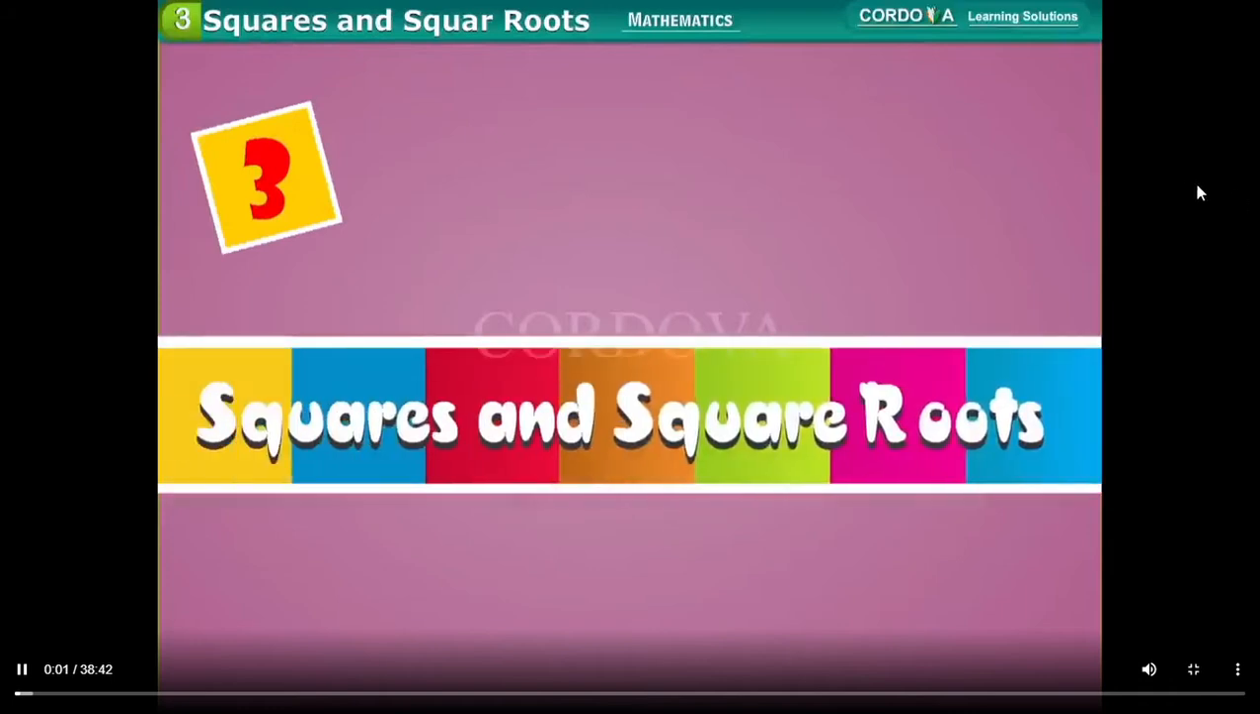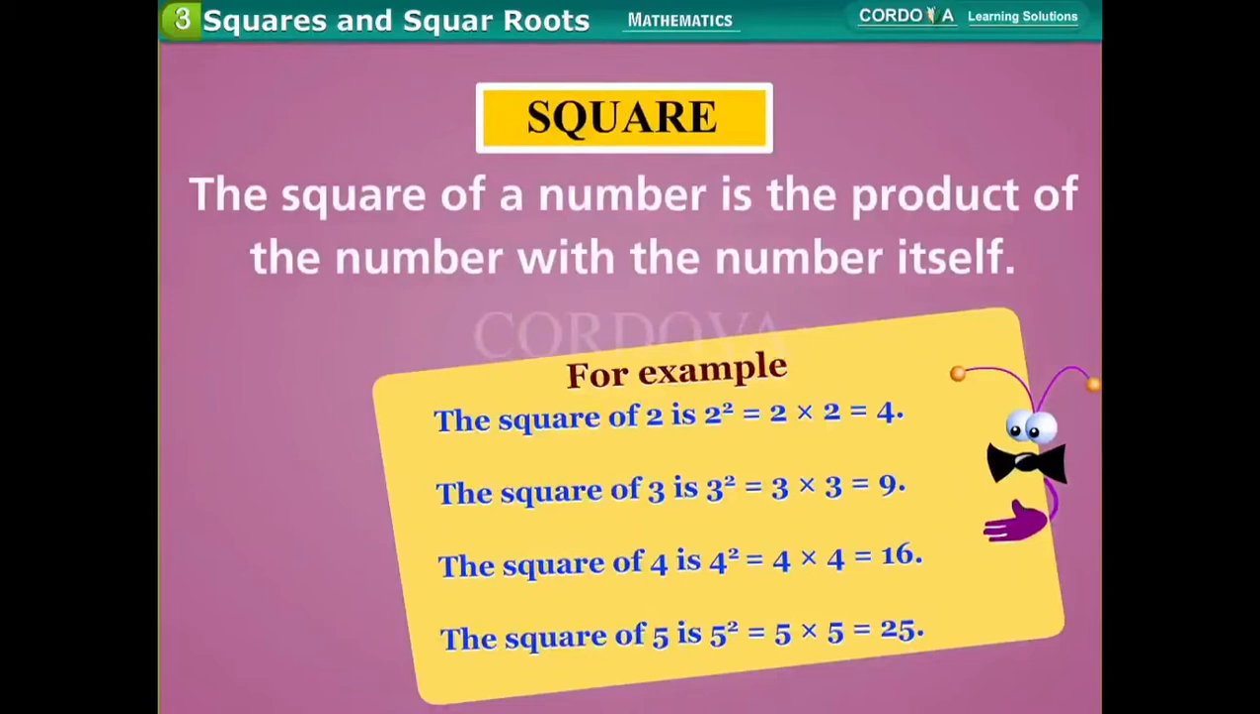Chapter 3. Squares and Square Roots. Square. The square of a number is the product of the number with the number itself.